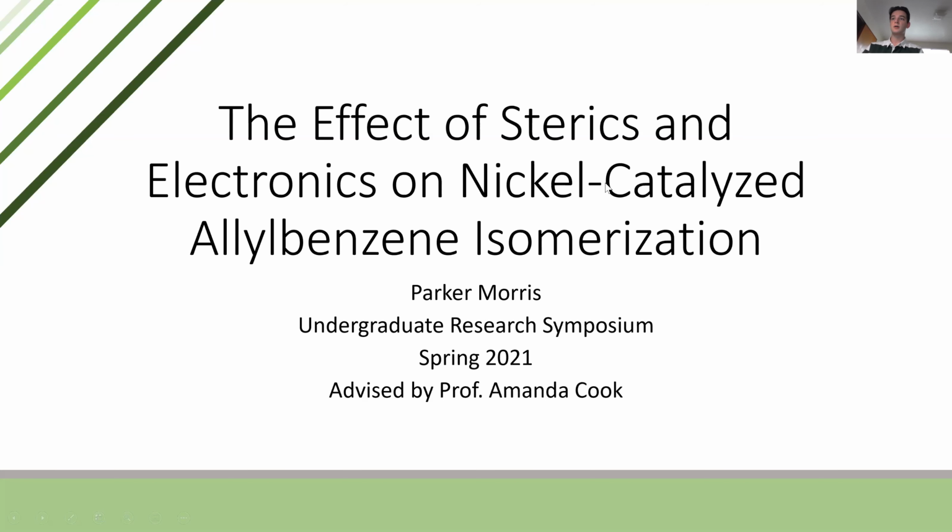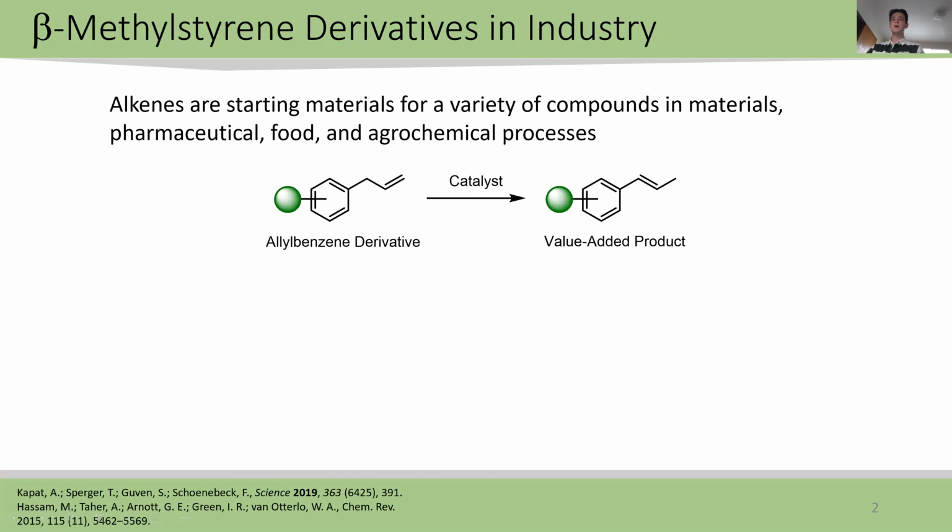So when we think about isomerization, it's important to consider the substrates. Allylbenzene is this substrate that I have shown here on the left. This is allylbenzene, and it's a really common starting material for a lot of different products. It has this terminal alkene, which is pretty easy to install, but not very useful in terms of chemical synthesis.